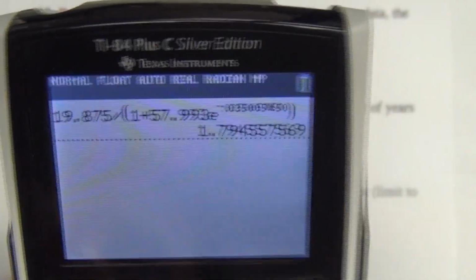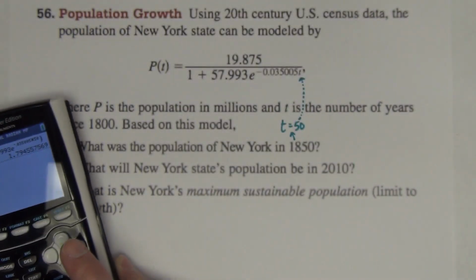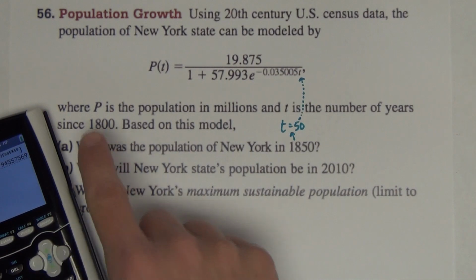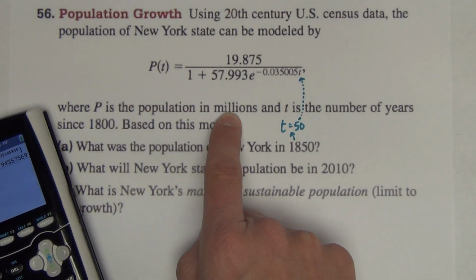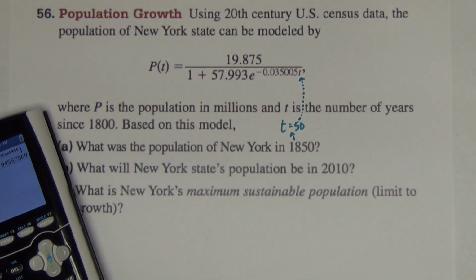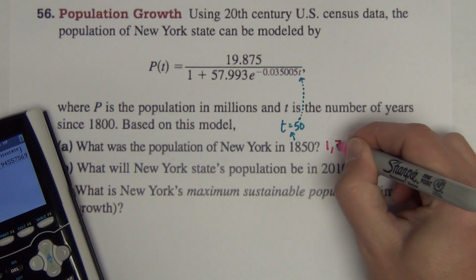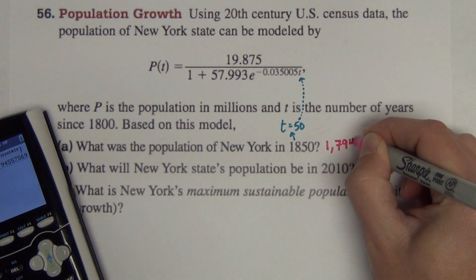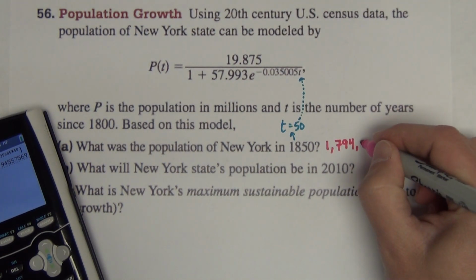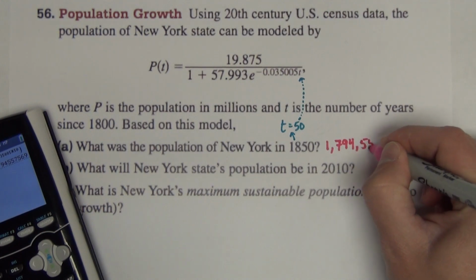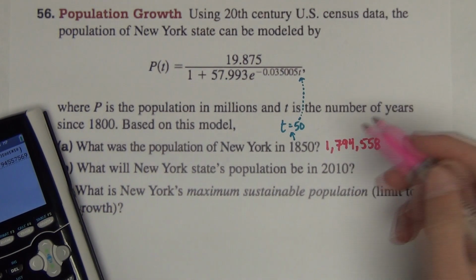I know what you're saying. That does not sound like the population of New York, but it says that P is the population in millions. So 1.79 means 1.79 million. So I could say that it's 1,794,558. So I've rounded that.